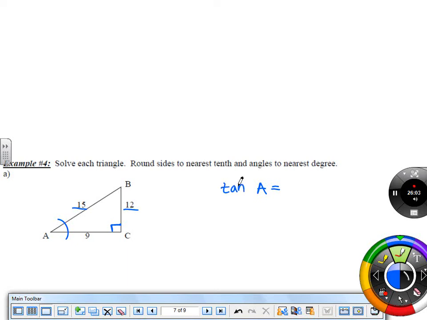So the tangent of angle A is going to equal opposite over adjacent. Okay? So opposite in this case is 12, and adjacent is 9. So 12 over 9.